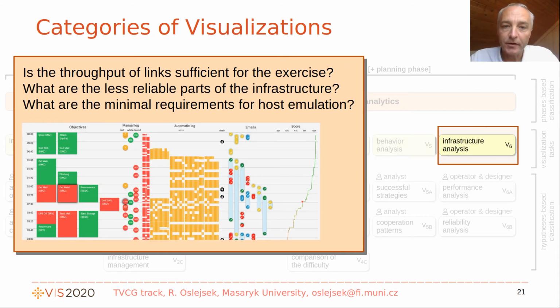The last category is a bit special because it's related to the infrastructure in which training programs are realized. As cyber ranges are very complex, unreliable, and their operation is costly, it's vital to analyze their features and bottlenecks from data collected during the training sessions.